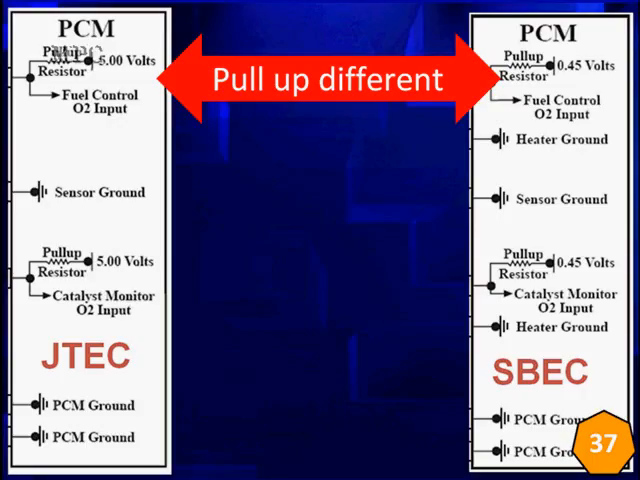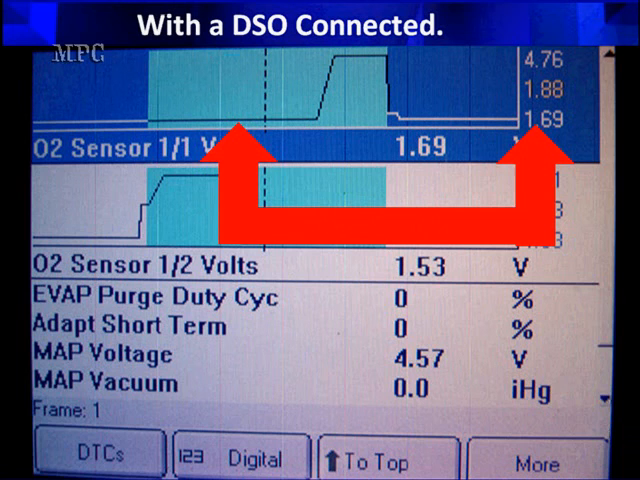They have a 5-volt pull-up, like here on the left. The voltage will drop down to below 1 volt when the heater warms up the O2 sensor. The resistance of the element in an O2 sensor drops drastically as it warms up. It's using that capability. Now on the right we have the S-spec. It's very much like most vehicles, a 0.45 volt pull-up.